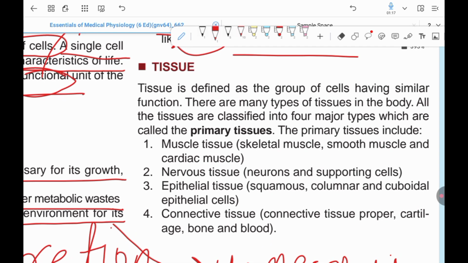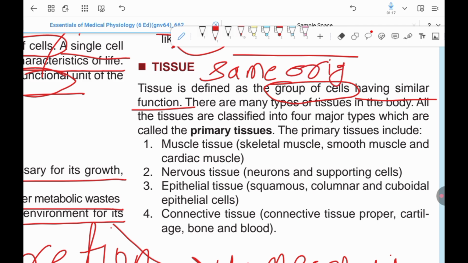Let's move forward. Tissue is defined as a group of cells having similar function. If you say tissue is only a group of cells, that is a wrong definition. It is a group of cells having similar function, but most importantly having the same origin. Okay, a group of cells having the same origin, then we call that group of cells a tissue. Only a group of cells is not a tissue.